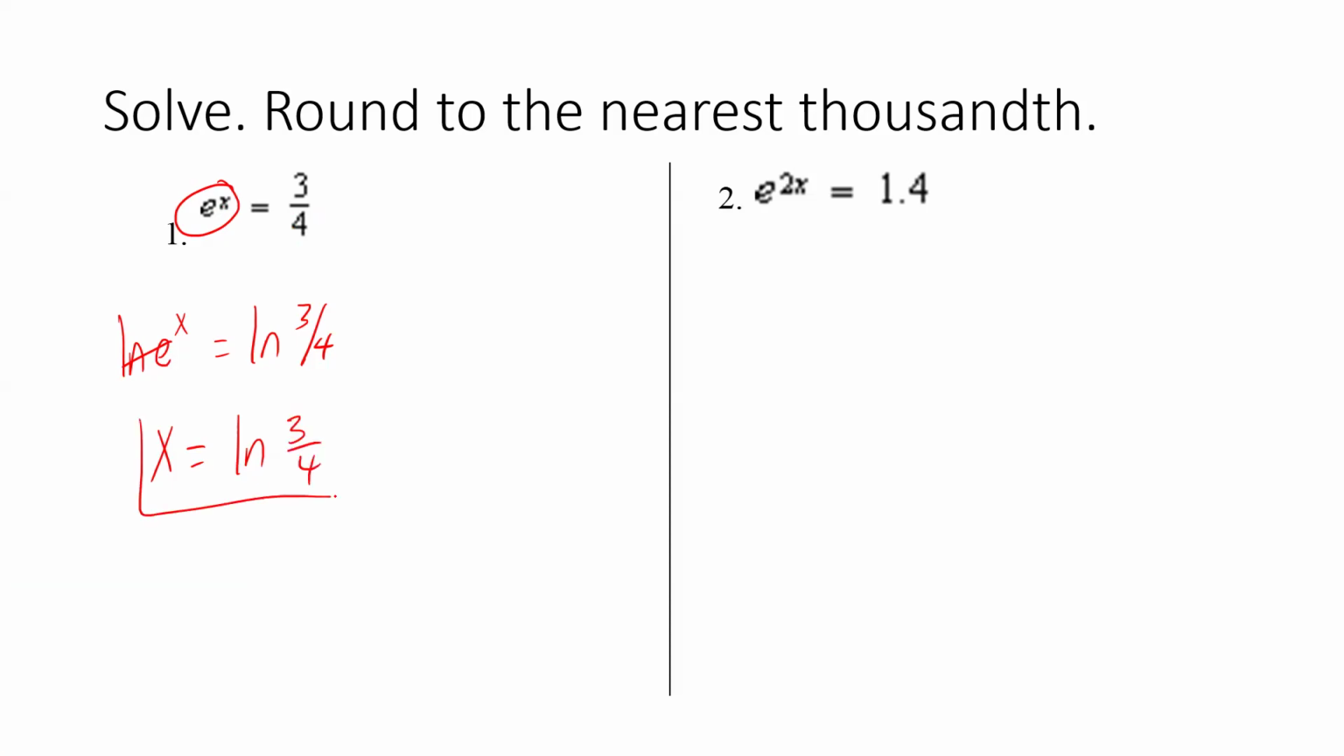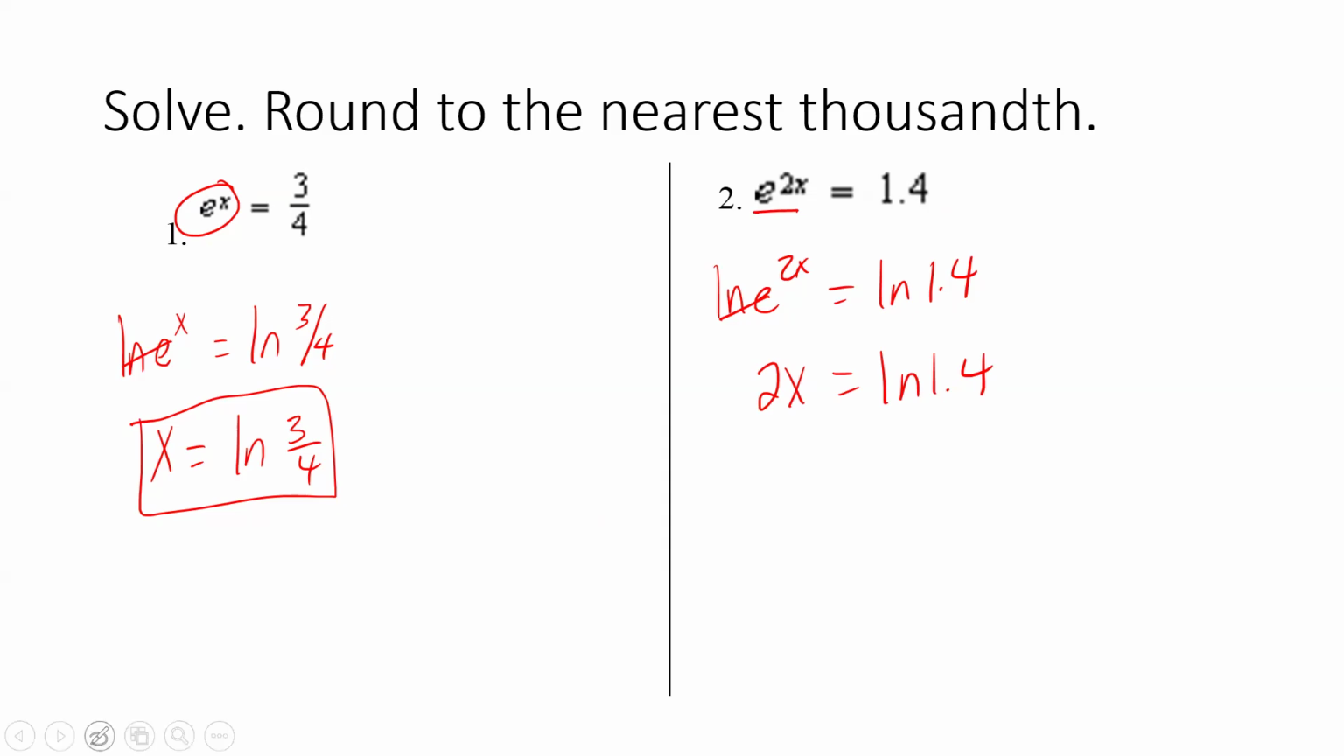Okay, so this is our baseline. How do we feel about the basic? Good? All right, so let's go up a notch. So here, on example number 2, again, the exponential is by itself. So I'm going to take the natural log of both sides. So we get the natural log of e to the 2x equals the natural log of 1 4/10. Inverse operation, inverse property at play. All right, so now we're left with 2x equals natural log of 1 4/10.